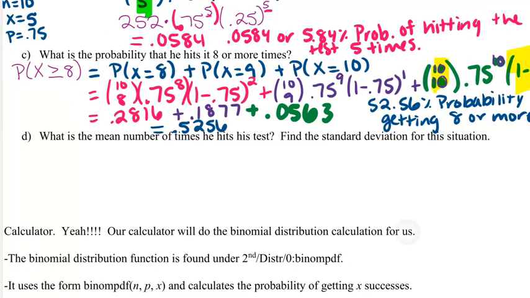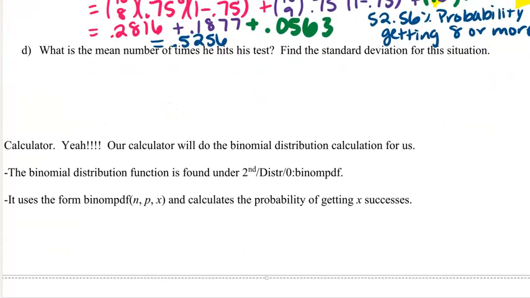Okay, we got one more, and then we get to learn how to do it the cool way in our calculator. Some of you are probably just like, I skipped ahead already, I'm not doing this. And this is totally fine. Okay, so what is the mean number of times he hits the test? And find the standard deviation for the situation.